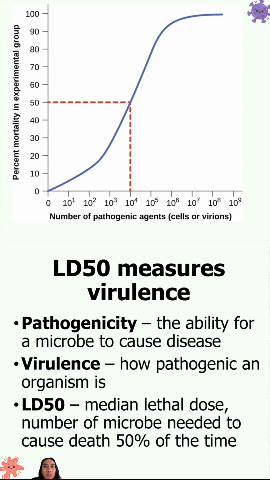And so, this kind of gives us a metric of how pathogenic a microbe is. There are some bacteria, for example, where if you are exposed to 5 cells, so 5 bacterium, you will most likely die. Whereas some microbes, you have to be exposed to millions and millions of them before you actually die from that disease. And so that is our metric of how virulent a microbe is.